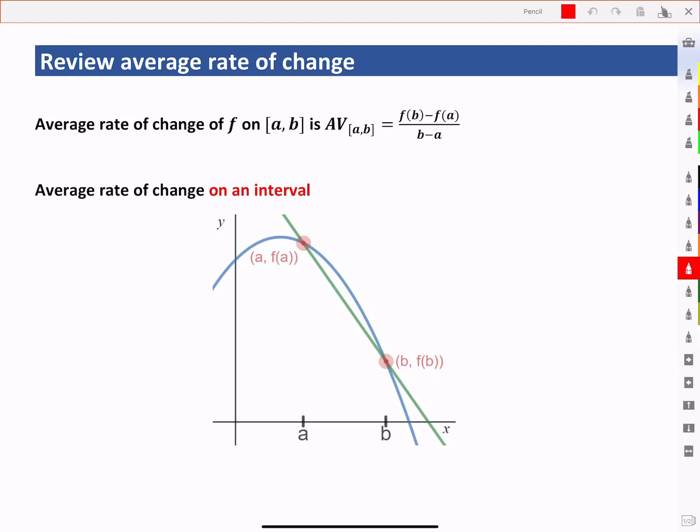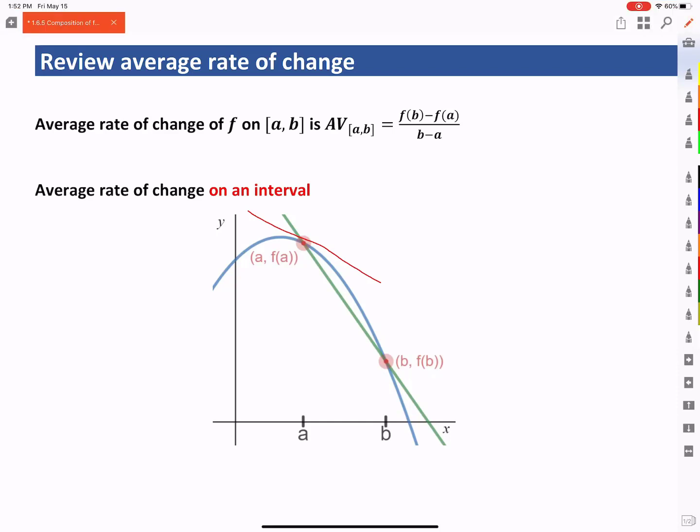In the study of calculus, we progress from the average rate of change on an interval to the instantaneous rate of change of a function at a single value. The core idea that allows us to move from an average rate to an instantaneous rate is letting the interval from a to b shrink in size.